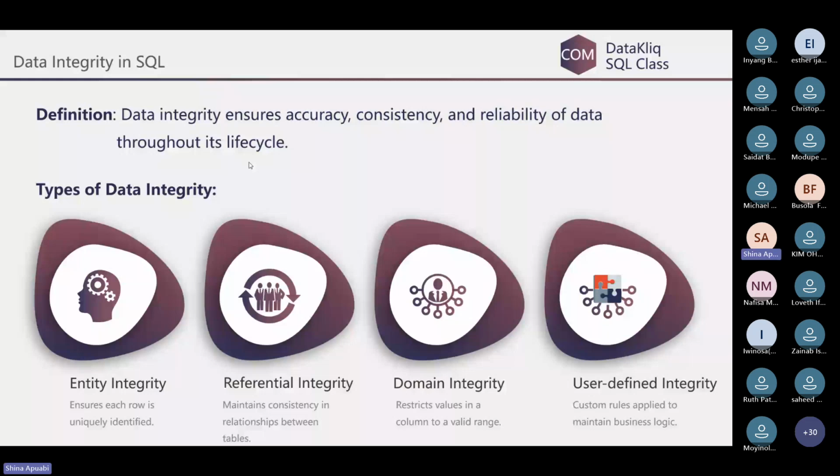Now, here we have types of data integrity. The first one is entity integrity. It says to ensure each row is uniquely identified. Yes, every row, that is every record in a table, must have a unique identifier. What do I mean by that? We must have seen something like a primary key.